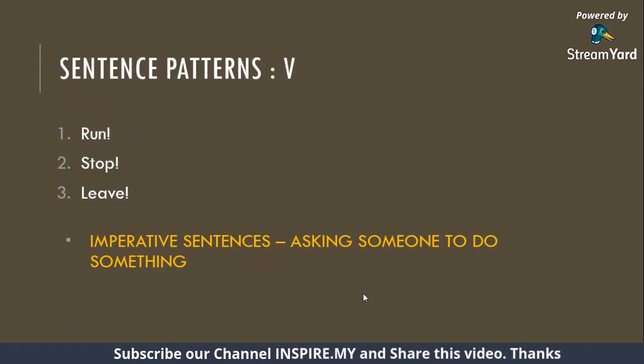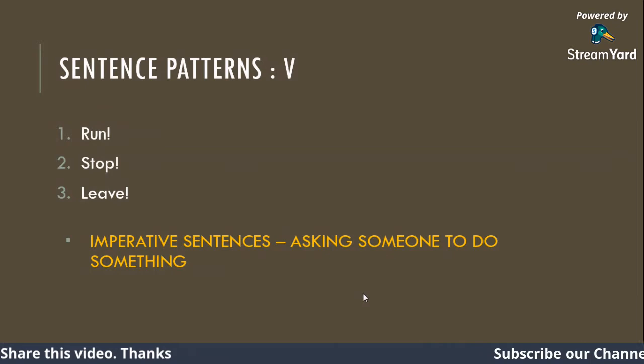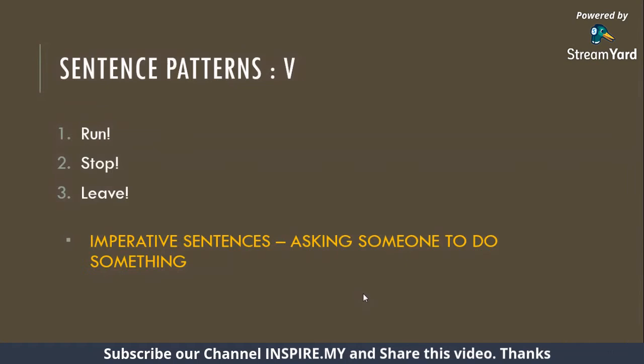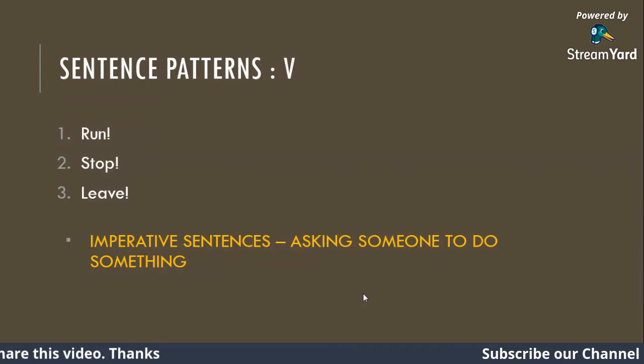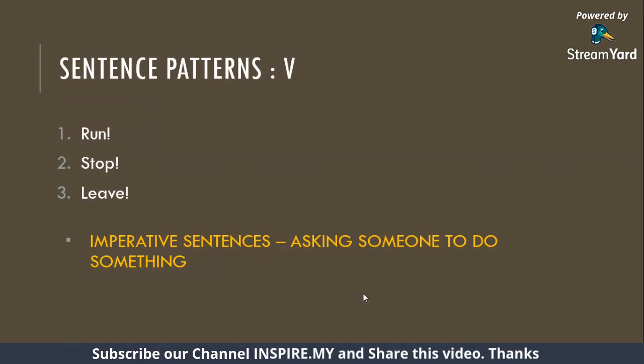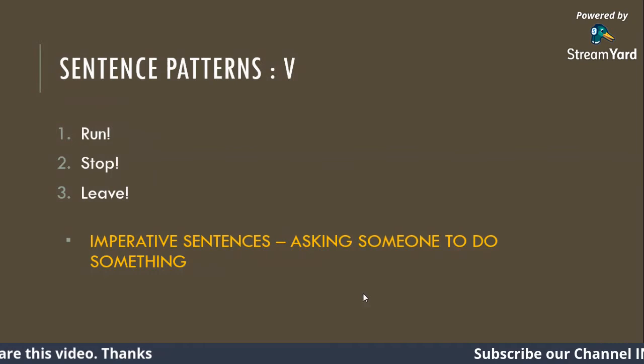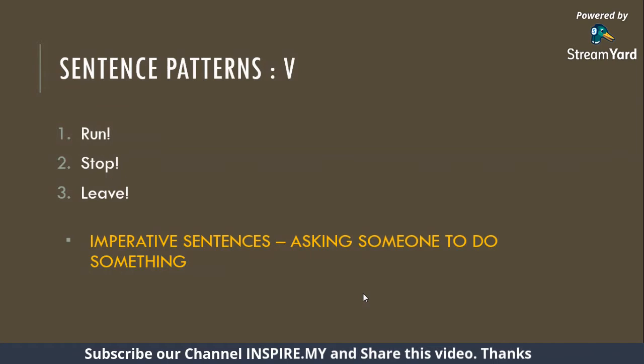Imperative sentences are when we ask someone to do something. For example, maybe you see a dog trying to attack you, so you tell your friends to run. Run. So that is a complete sentence. The subject is not there, but there is a verb. So the verb is important. Run, stop, leave. Imperative means we ask someone to do something.